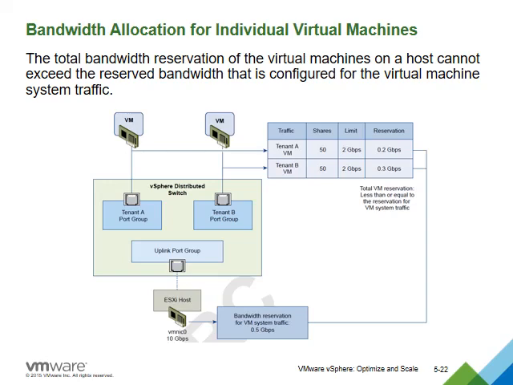And again, just like on the standard virtual switch, we can do it per virtual machine. So we can say, okay, this virtual machine right here gets this bandwidth. That's his limit. That's his reservation. Same as this guy.